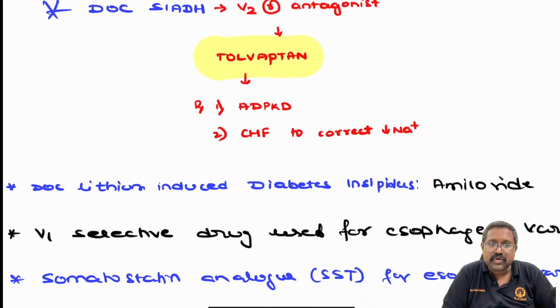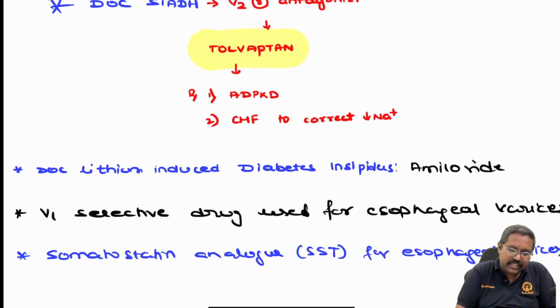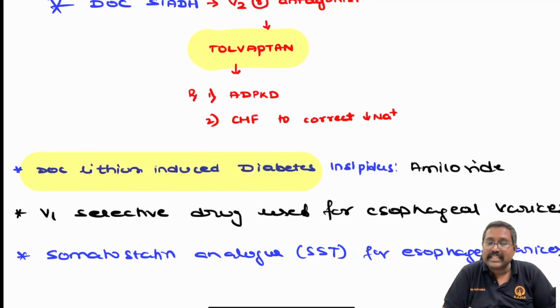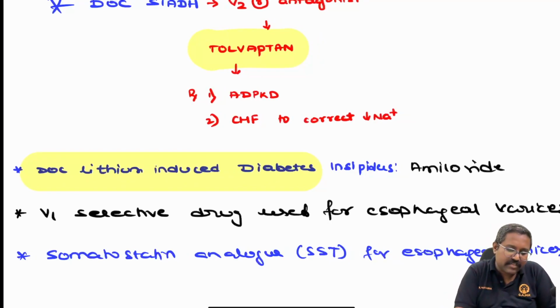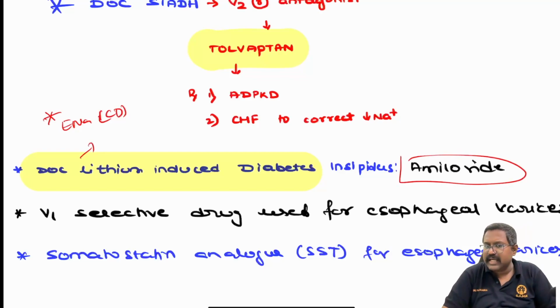Next, a very important, frequently asked question. Which drug is the drug of choice for lithium-induced diabetes insipidus? Lithium acts on the epithelial sodium channels for absorption, basically at the collecting duct. You can block this with the help of amiloride, which is an epithelial sodium channel blocker, a potassium-sparing diuretic.